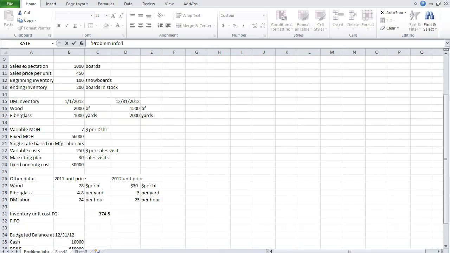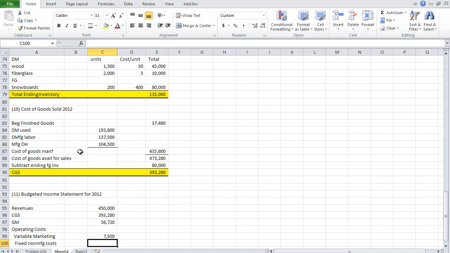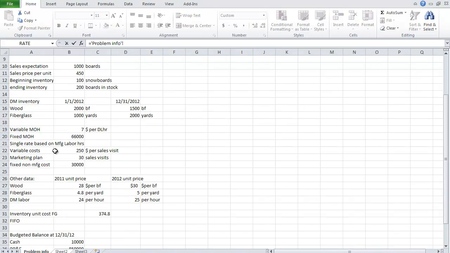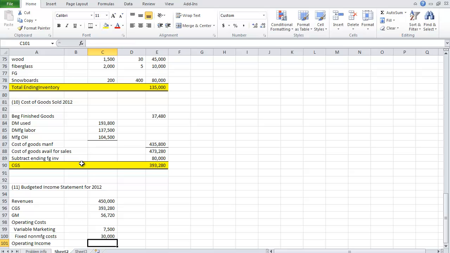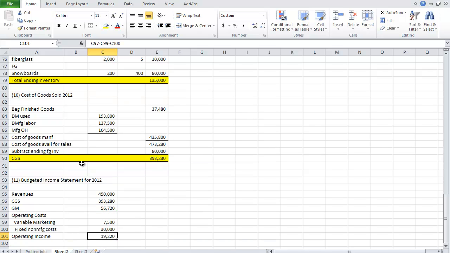And it said that our variable operating costs are 30 visits times $250 a visit. So we'll calculate those as 7,500, and we were also given an assumption that our fixed non-manufacturing is 30,000. So when we come up with this, we'll take our gross margin and subtract out those two operating costs, and we'll come up with an operating net income of 19,220. So there we finally have our projected income statement.